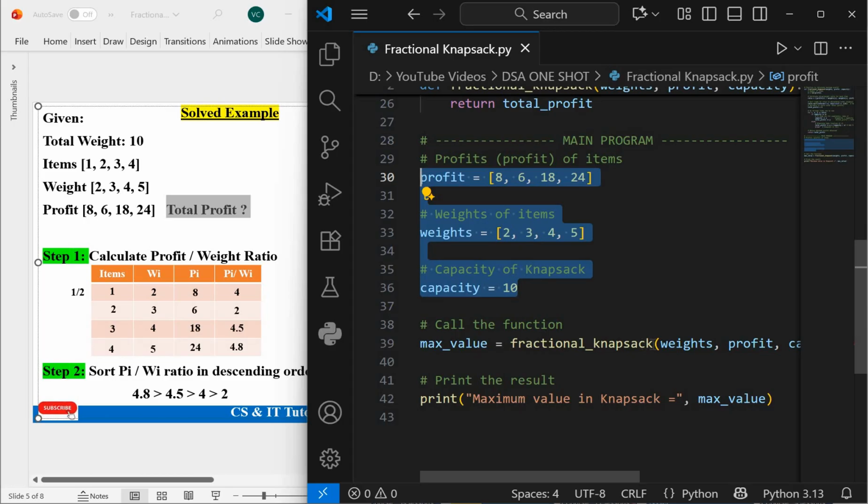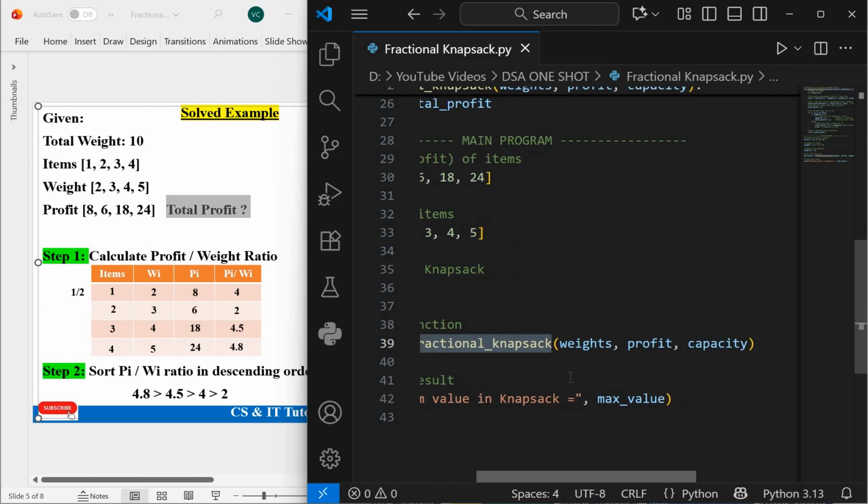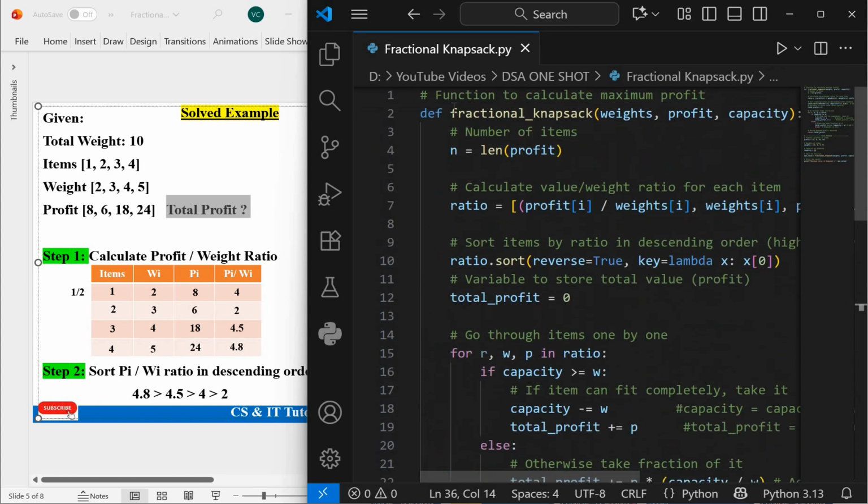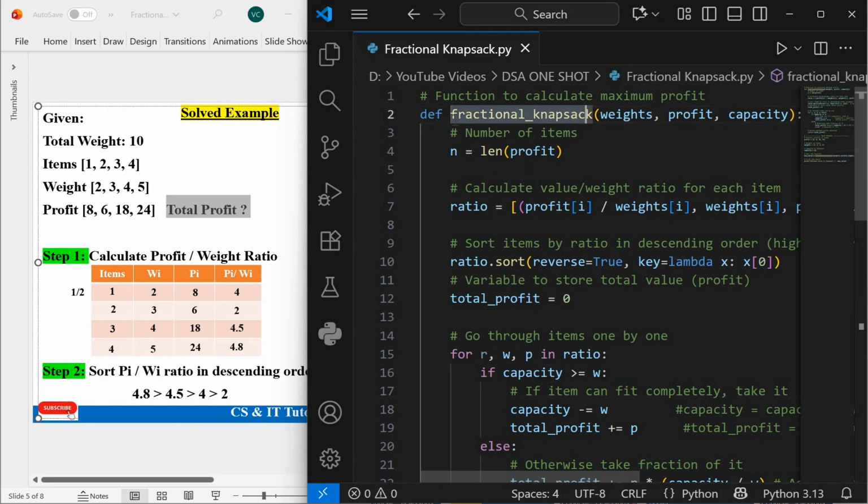Now, you have to call the fractional knapsack function, where we have to mention the logic for our data. We are passing a total of 3 parameters: weight, profit and capacity, because this is our given data. And these values are stored in the max value variable, because we have to return the total profit. We have to put all these items one by one in our bag as per their weight and find out the total profit. Now see here, this is our fractional knapsack function.